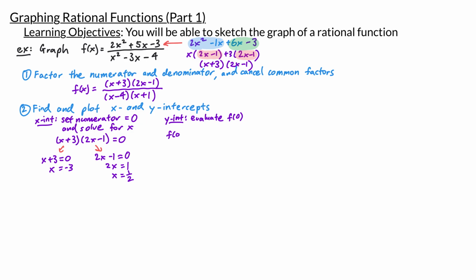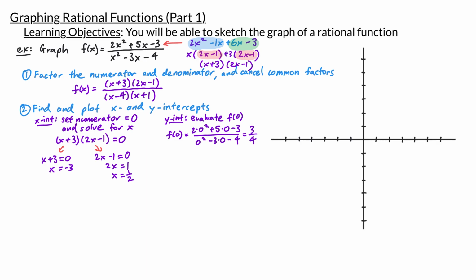Now, when we're evaluating f of 0, we can plug in x equals 0 either into our factored version or our unfactored version. Let's plug it into our unfactored version. We have 2 times 0 squared plus 5 times 0 minus 3 divided by 0 squared minus 3 times 0 minus 4. In the numerator, we end up with negative 3. In the denominator, we end up with negative 4. So simplifying this, we get 3/4 as our y-intercept. Now that we have our x and y-intercepts, let's plot them. We have the x-intercepts (negative 3, 0) and (1/2, 0), and then the y-intercept (0, 3/4).